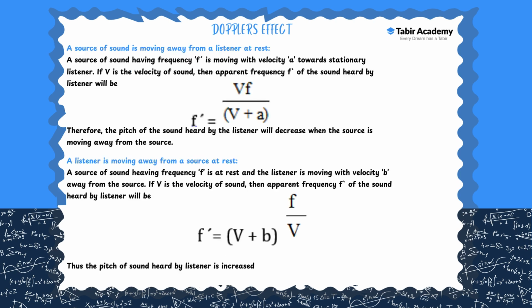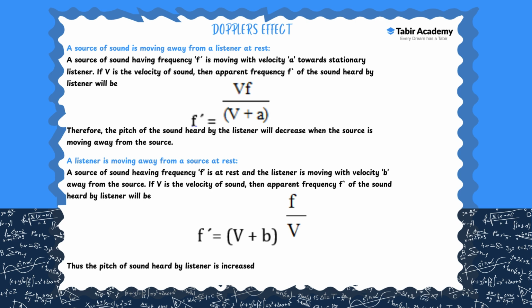Now, in the case where the source of sound is moving away from a stationary listener, we can calculate the frequency using this formula, where f prime is equal to vf divided by (v plus a). In this case, as the source moves away from the listener, the pitch of the sound heard by the listener will decrease.